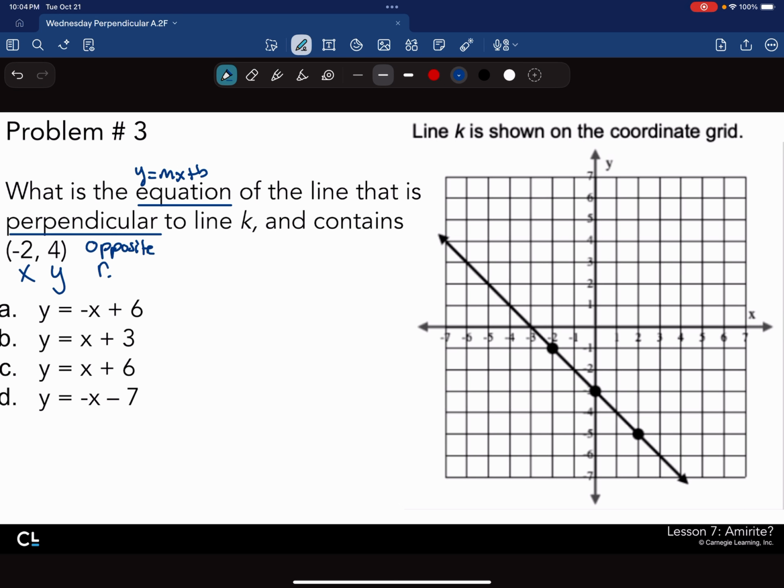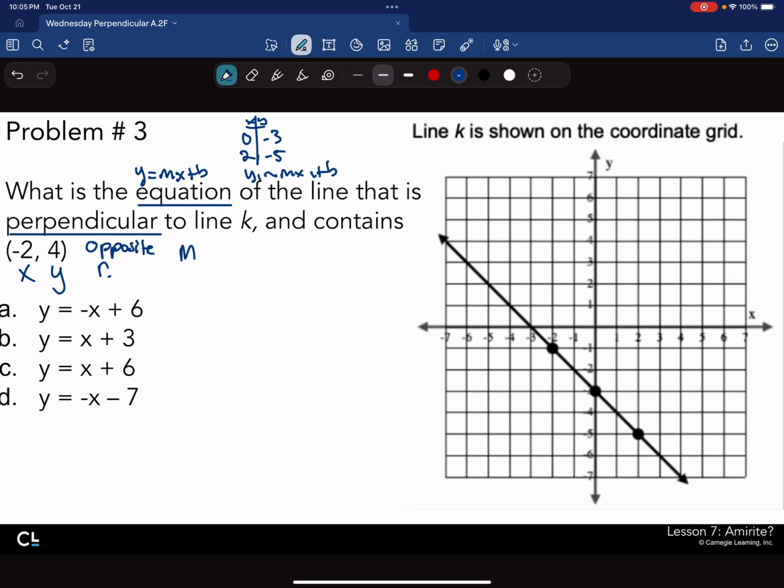Now, again, first I have to find the slope of this line. To find the slope of this line, I'm going to need 2 points. So I'm going to pick 0, -3, and 2, -5. And then you're going to do your y1 tilde mx1 plus b.